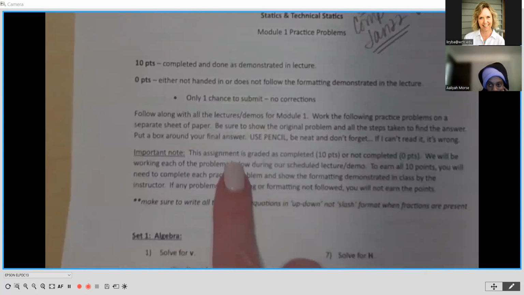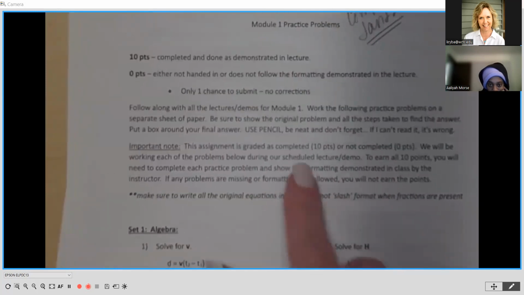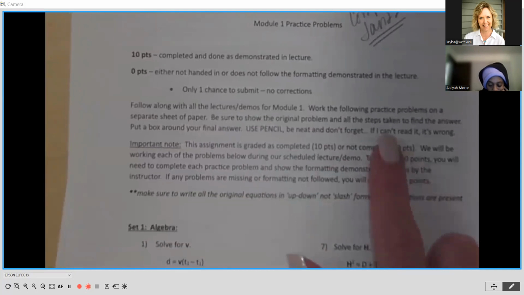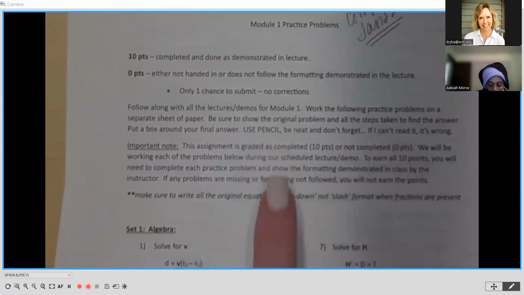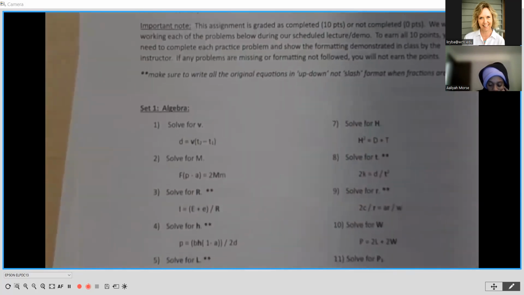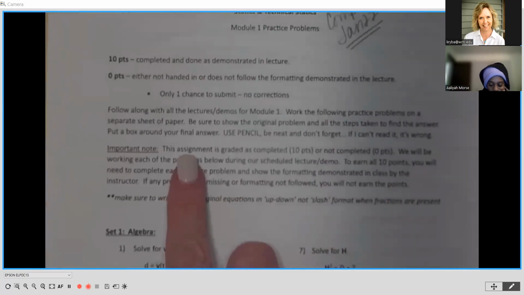Now it says here, follow along with the lecture demo in Module 1, work the following practice problems on a separate sheet of paper. Do not put them alongside down here. I'm not going to accept it. There's just not enough room. So, separate sheet of paper.